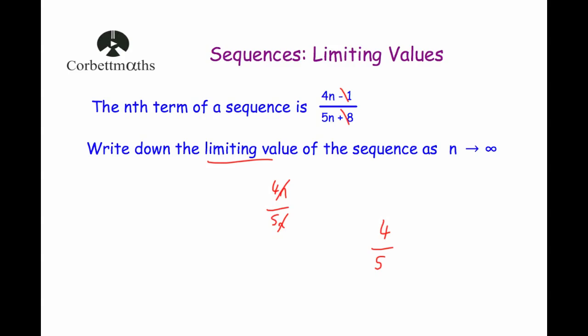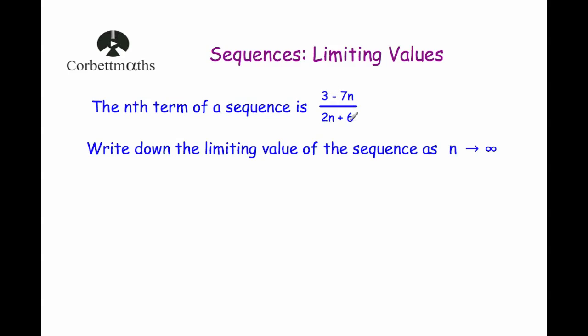Okay, let's have a look at our last example now. So our last example says the nth term of a sequence is 3 subtract 7n over 2n plus 6. Write down the limiting value of the sequence as n tends to infinity. So as we get very large numbers of n, so very large term numbers, perhaps the millionth again, we'd have 3 subtract 7 million divided by 2 million plus 6.